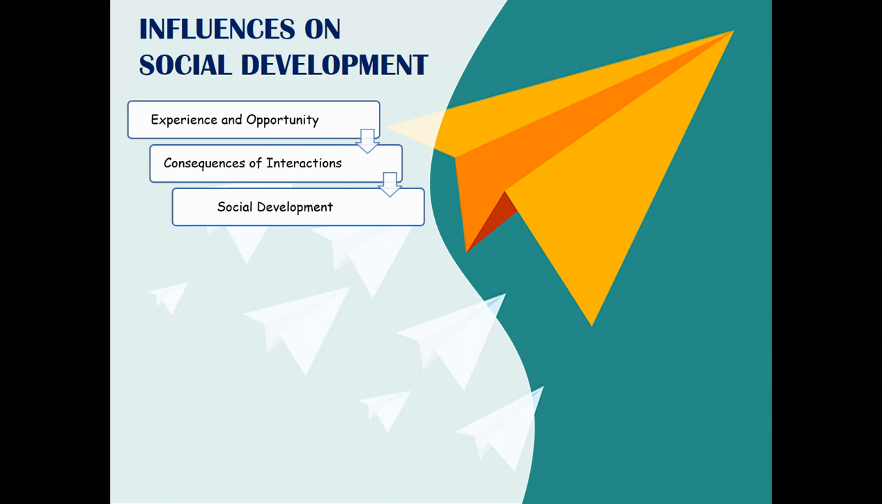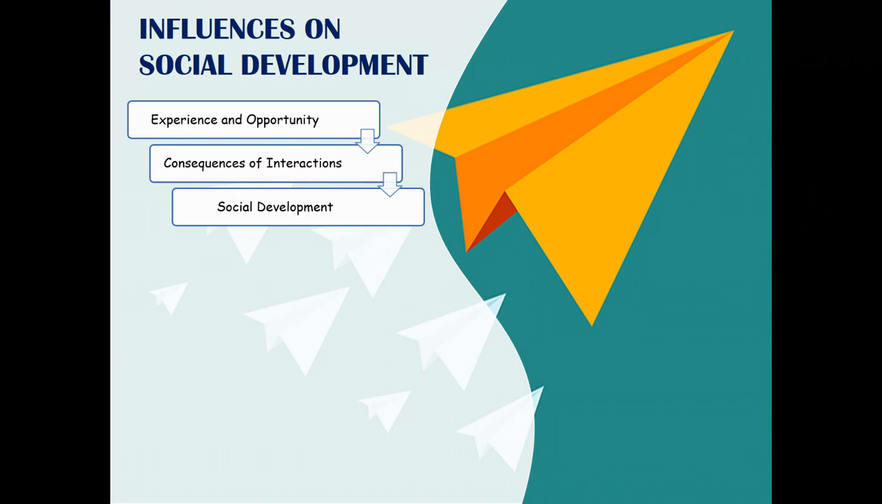And when we have more people to interact with, we will have more opportunity to interact, and that way we can have more experience from that interaction. And by observing the result and the consequences of the interaction, we will be able to develop a better social skill, a better interaction skill for ourselves. And when we repeat that process again and again, we will be able to develop better social skill for ourselves.